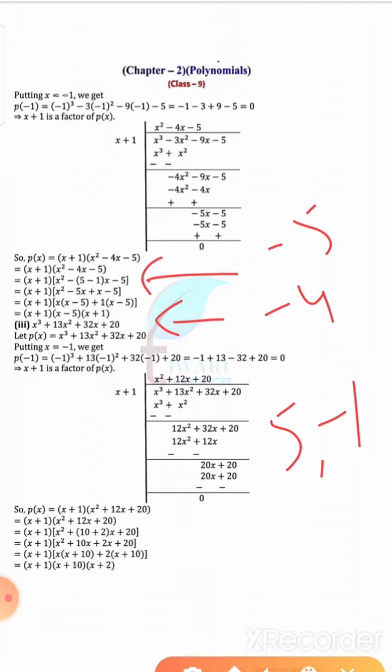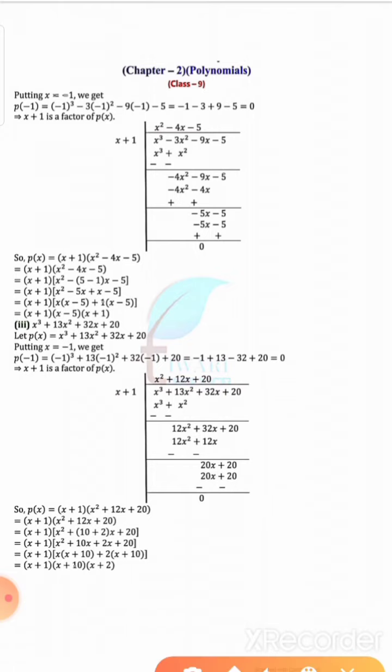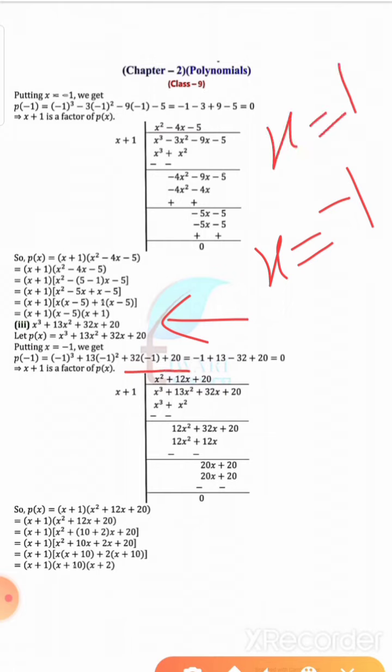Next question, question number 3. Question number 3 is to factorize the cubic polynomial x³ + 13x² + 32x + 20. First we write our polynomial p(x), because it is in the variable x. Substituting by trial: first we try x = 1, and we get p(1) not equal to 0.